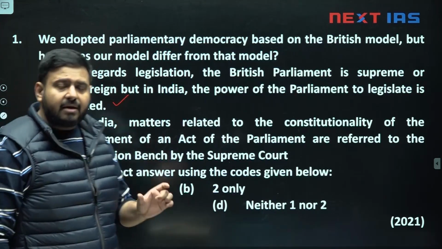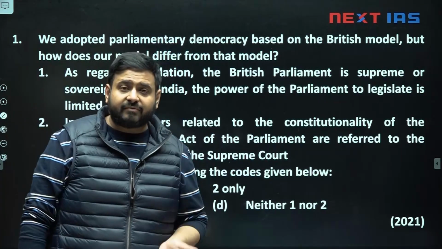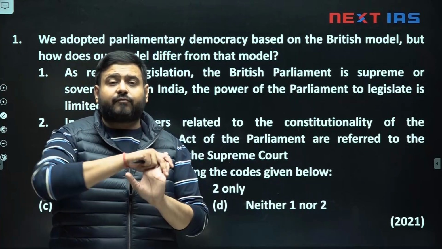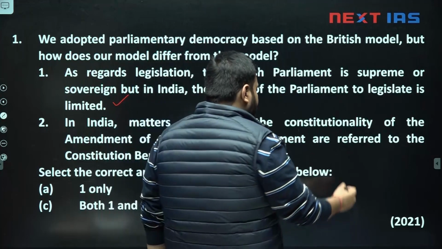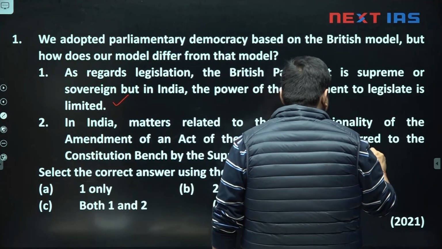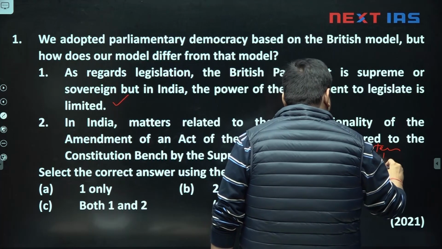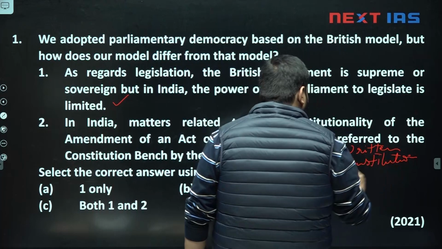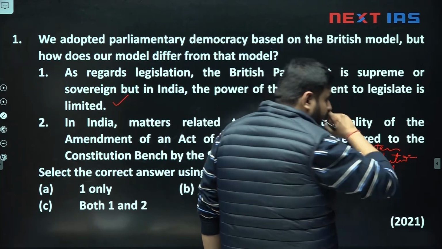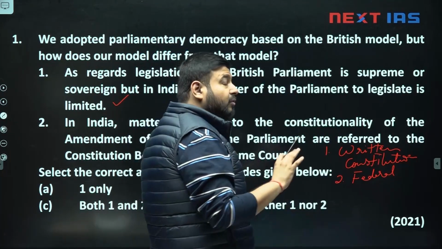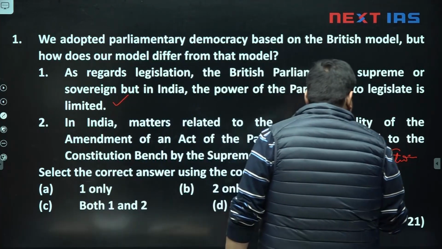In India, the Parliament is supreme but not sovereign. We have limitations in the form of the written constitution. There are generally 4 limitations with respect to the sovereignty of the Parliament. First, we have a written constitution. Second, we have a federal structure, so the Parliament generally cannot legislate at the state level. I am using the word generally. Parliament can, but only in special circumstances. So we have the federal structure.